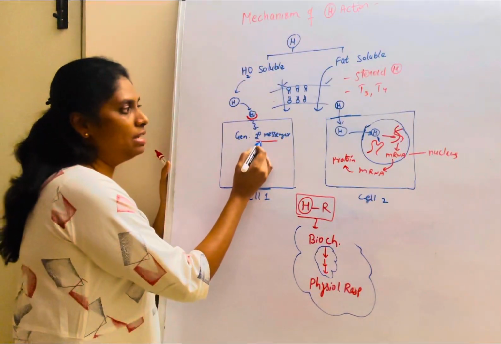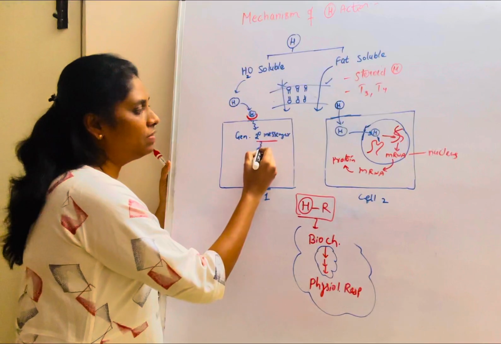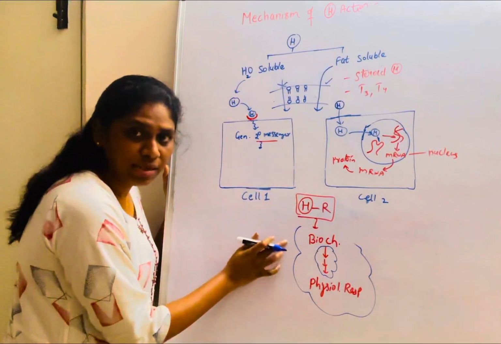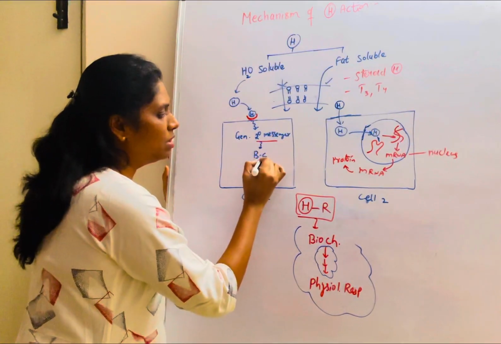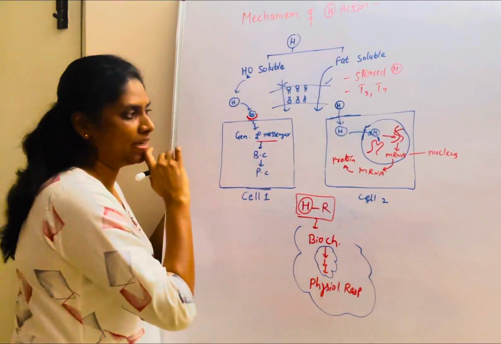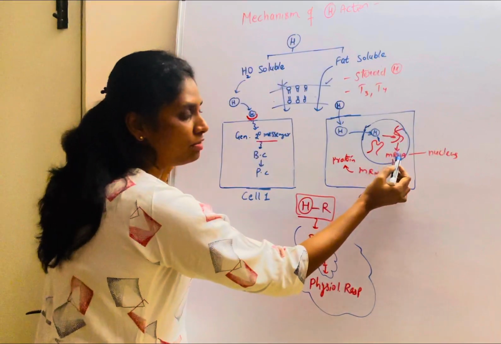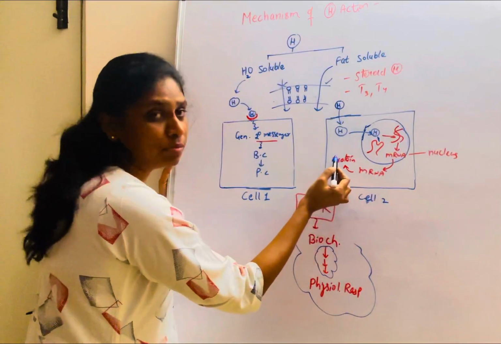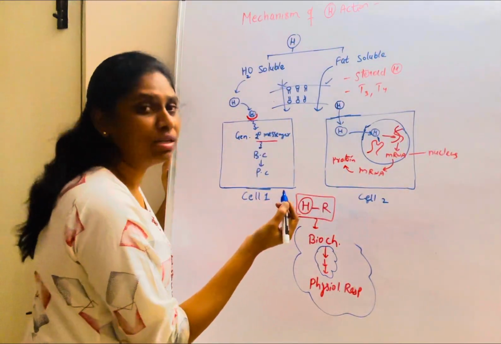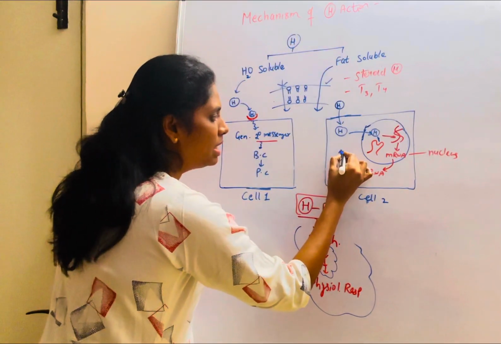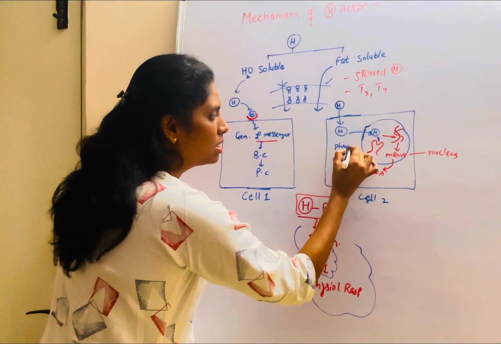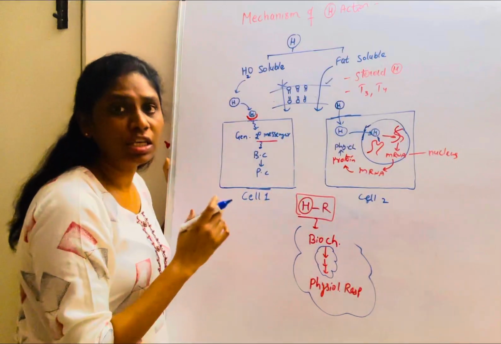Now once the second messenger is produced, it will bring about the same changes, like biochemical change followed by physiological change. Now here, where is the biochemical change, children? Yes, the synthesis of mRNA and synthesis of protein is the biochemical change, and once protein is made, it will bring about physiological change or physiological response.